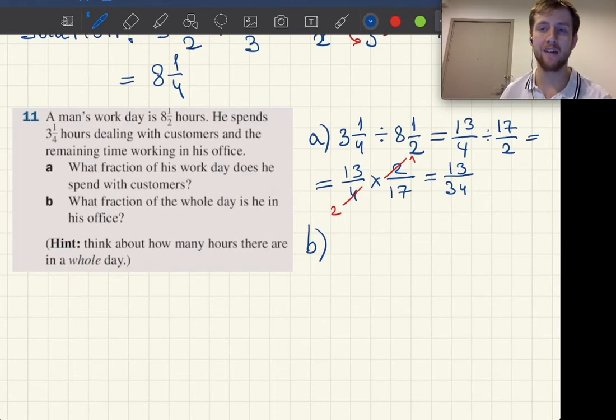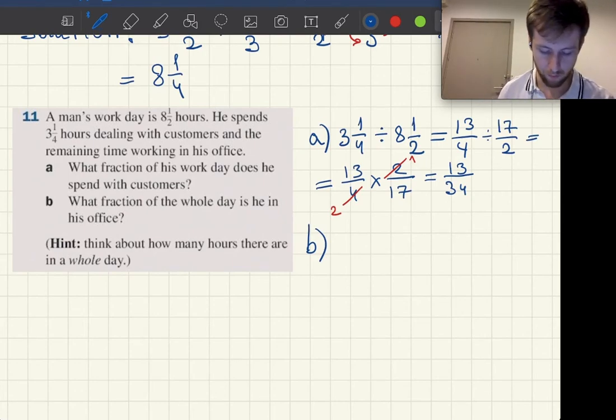So the whole day has 24 hours in it. And out of these 24 hours, he is in the office for quite a long time, I would say, actually. Quite a long time, 8.5 hours. Well, similar to me when I will be back in school.